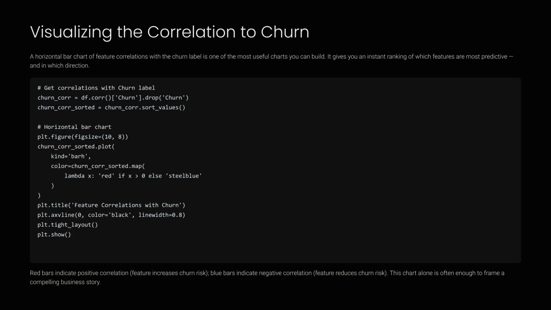A horizontal bar chart helps you rank features by their predictive power, with colors identifying whether a feature increases or decreases churn risk. Moving to Chapter 7, we address exporting production-ready data.